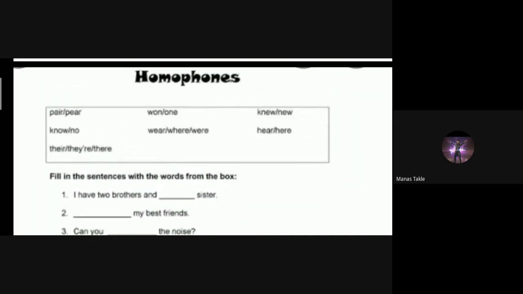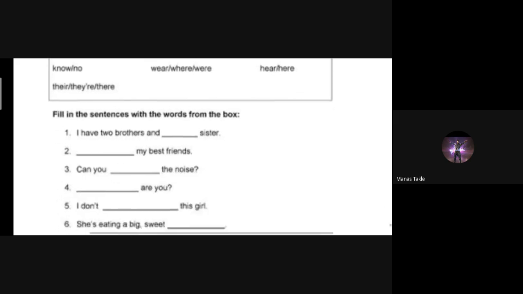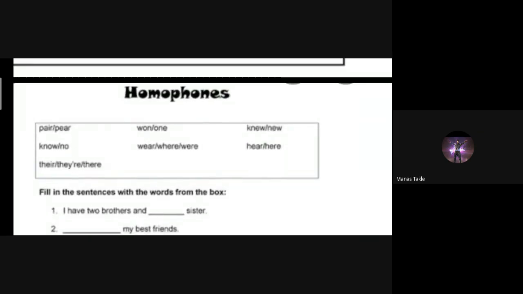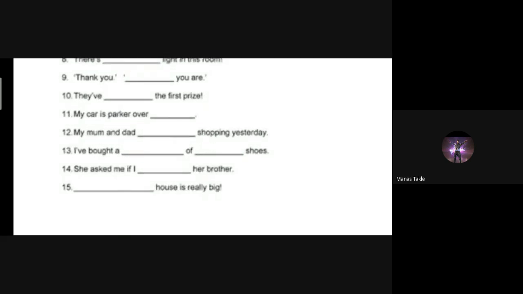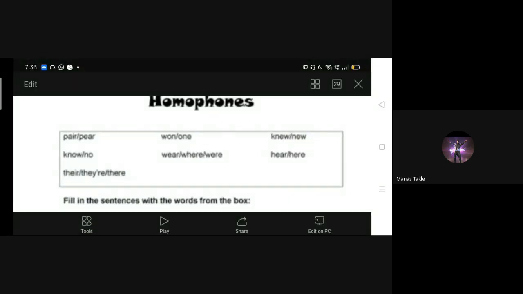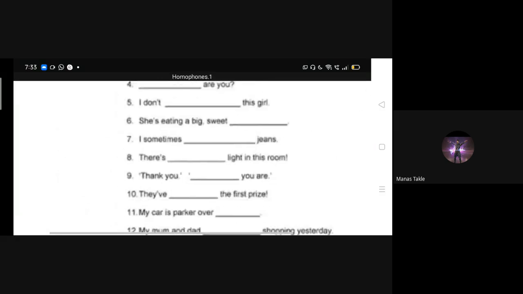Where? W-E-R-E, where? Yes. I have bought a dash of dash shoes. I have bought a dash of dash, yes. Pair of new shoes. Very good, Priya. She asked me if I dash her brother. She asked me if I dash know. If I know her brother. Or you can use that new also. Huh? Dash house is really big. Their house is really big. Okay.